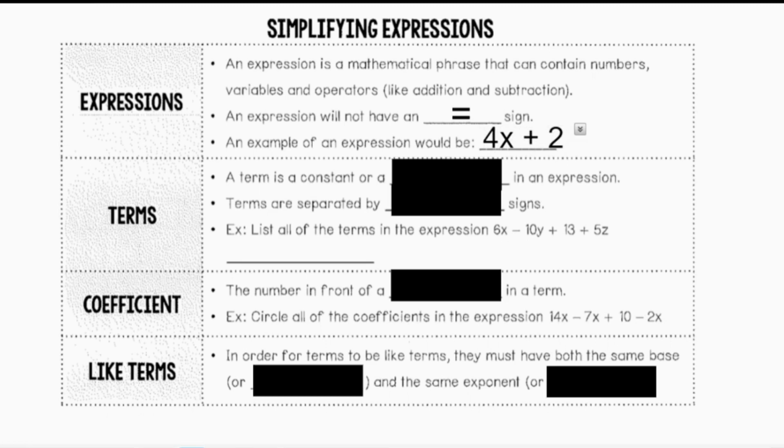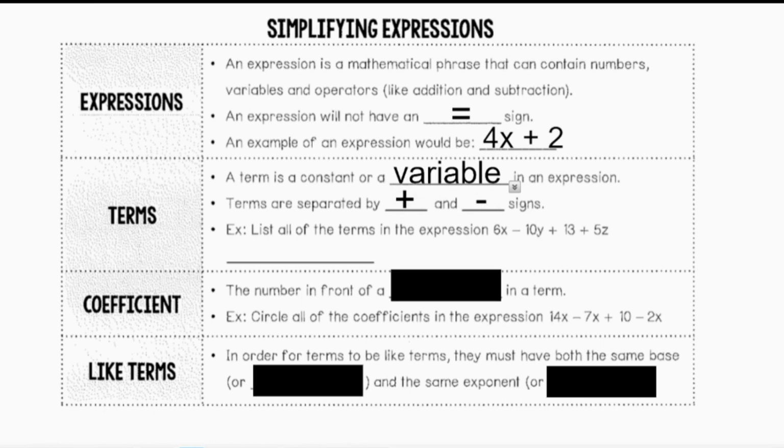You could have a million different expressions here. You could have 6x plus 7, you could have 3x plus 9. Anything without an equal sign would be considered an expression. Terms. A term is a constant or a variable in an expression, a variable like x or y. Terms are separated by plus and minus signs.